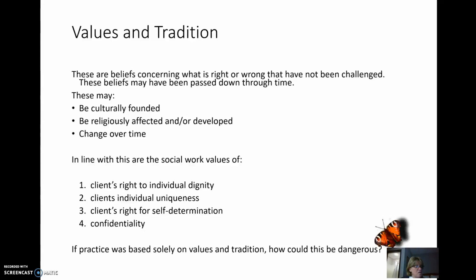What we need to do is differentiate between what is knowledge and what is belief. So when we're looking at values and traditions, that's what we're trying to do. Knowledge is based on fact and observation. Beliefs are facts that are acquired through tradition and authority. So they can be helpful, but they also can be limiting.